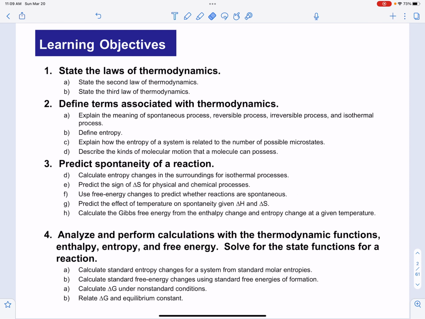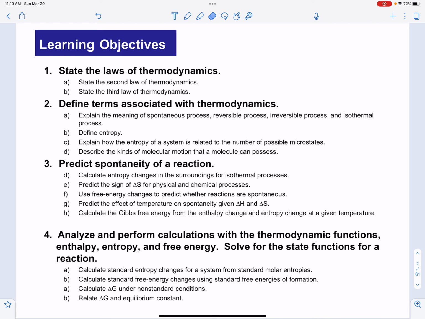So let's see what we have. Several objectives here. First, the laws of thermodynamics. We will be talking about the second law of thermodynamics and the third law of thermodynamics. The first law is the one that you learned in General Chemistry 1 that says energy cannot be destroyed, energy cannot be created, energy can only be transformed.